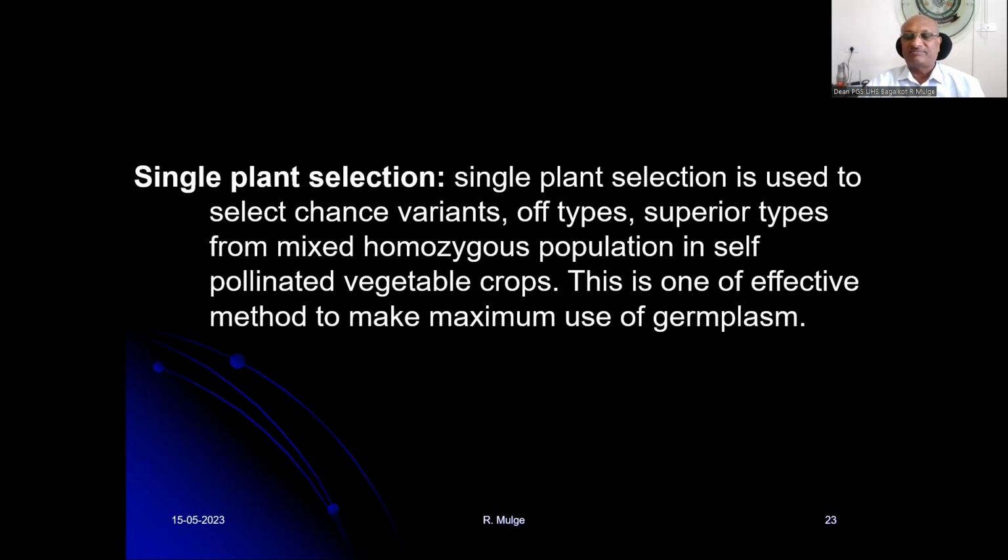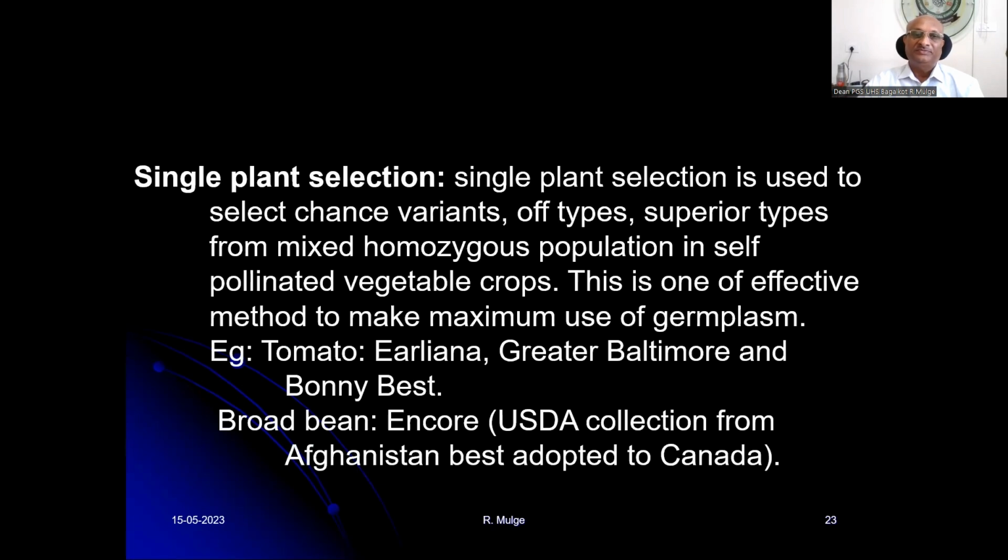Then you subject it to further procedures like preliminary yield trial with check, then replicated yield trial, multiplication trial, and then you can multiply the seeds and release it. It's a variety. Okay, that is single plant selection. Like tomato, you have got Liana, Greater Baltimore, and Bonnie Best. Broad bean, you have got Encore from the USDA collection from Afghanistan, best adapted to Canada.